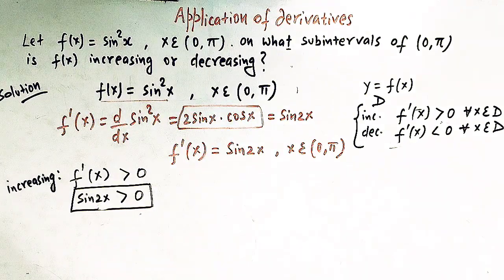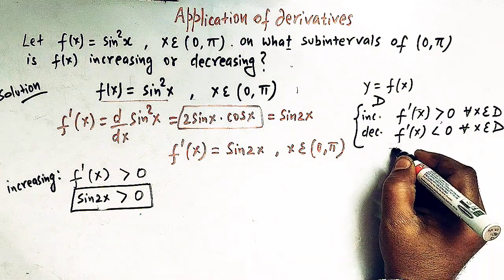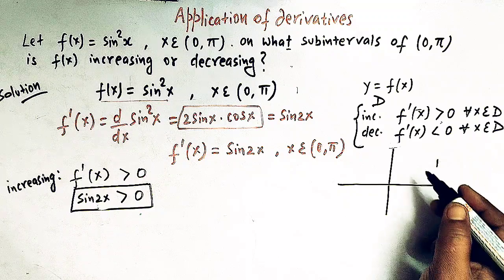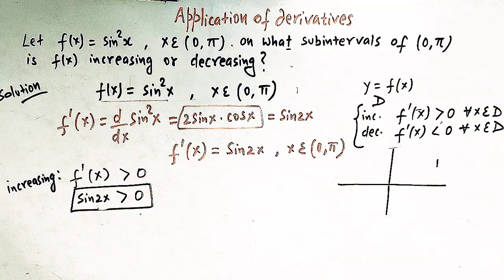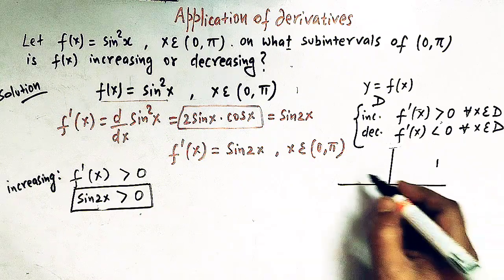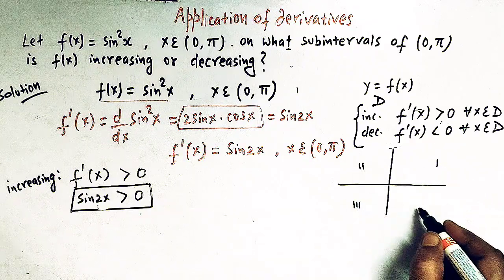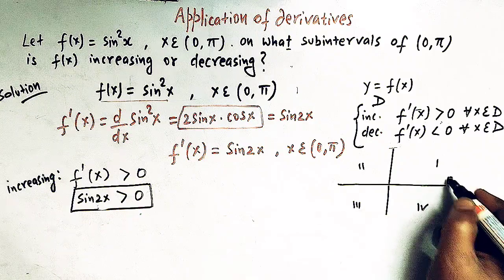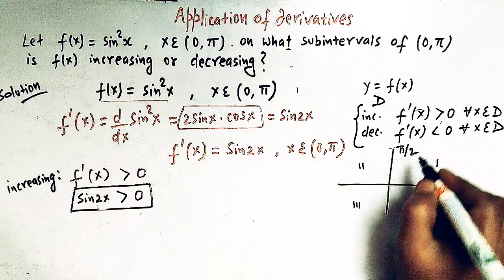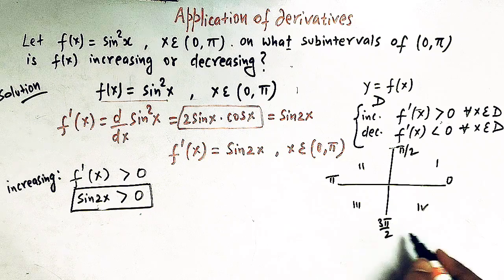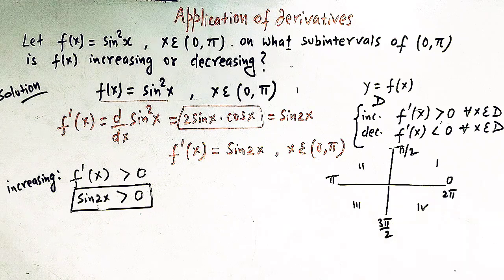So now from the sign convention of trigonometric functions in four quadrants, we know that in the first quadrant, all the six trigonometric functions are positive or greater than zero. So let us first write here first quadrant, second quadrant, third and fourth quadrant. Here we have 0, then we have pi by 2, then we have pi, and here we have 3 pi by 2, and here we have 2 pi.